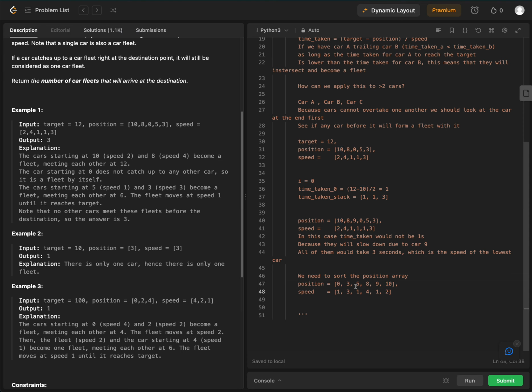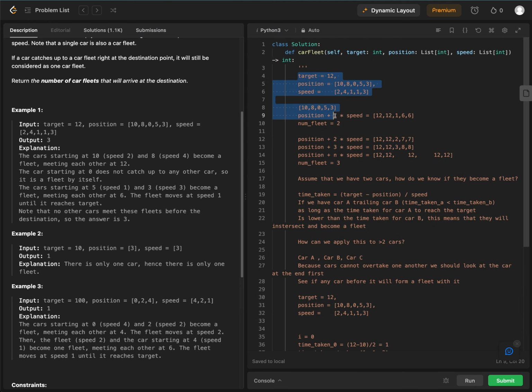We need to see if we can sort the array. Position 0 is 3, 5, 8, 9, with speeds 1, 3, 1, 4, 1, 2. And then whether or not something catches up. So essentially what I mentioned earlier in terms of 10 plus 2 and 8 plus 4 was coincidentally valid because they ended up going to the same number.